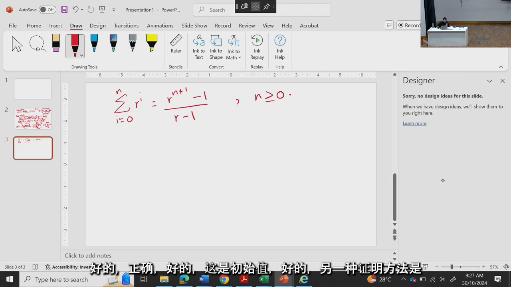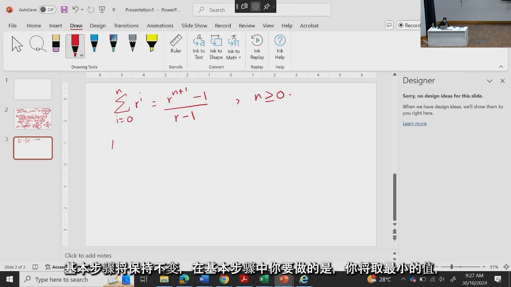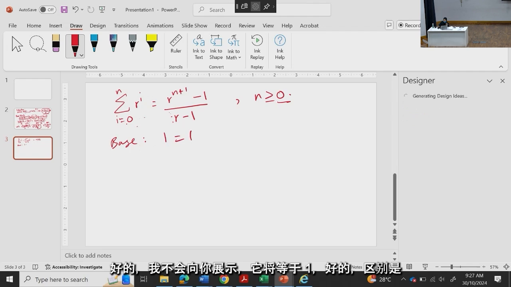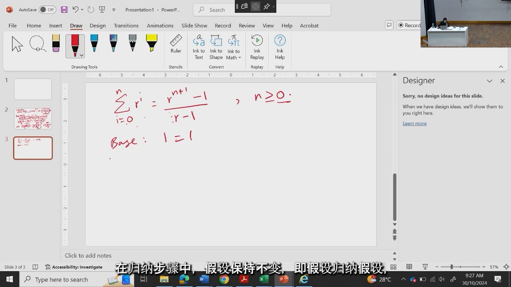Okay. So another way to show proof is your base step will remain the same. In base step, what you will do is take the smallest value, plug those in on both sides, and prove those to be true. Left hand side equals right hand side. I will not show that to you. It will be equal to 1. Okay. The difference is here in the induction step.